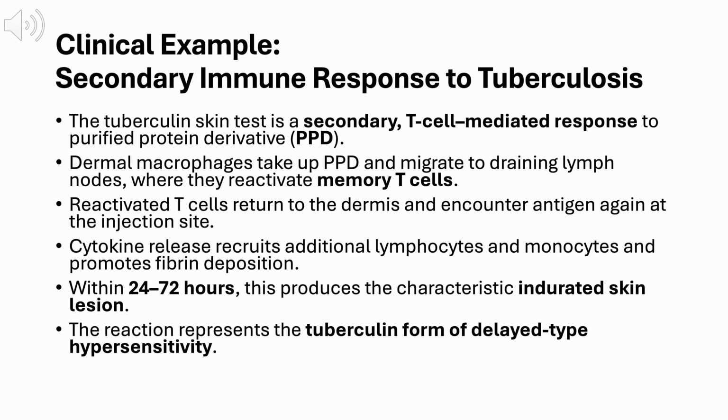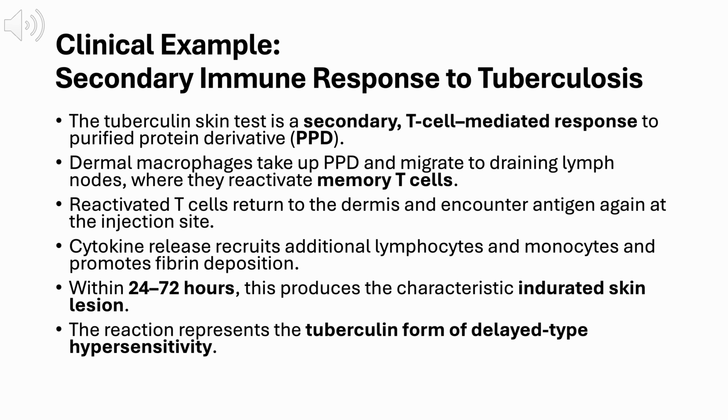Now watch those memory cells in action, because the tuberculin skin test is a beautiful demonstration of a secondary T-cell mediated response. When purified protein derivative, PPD, is injected into the skin, dermal macrophages take it up and migrate to the draining lymph nodes, where they reactivate the memory T-cells left over from the primary response. Those reactivated T-cells return to the dermis and encounter antigen again at the injection site.